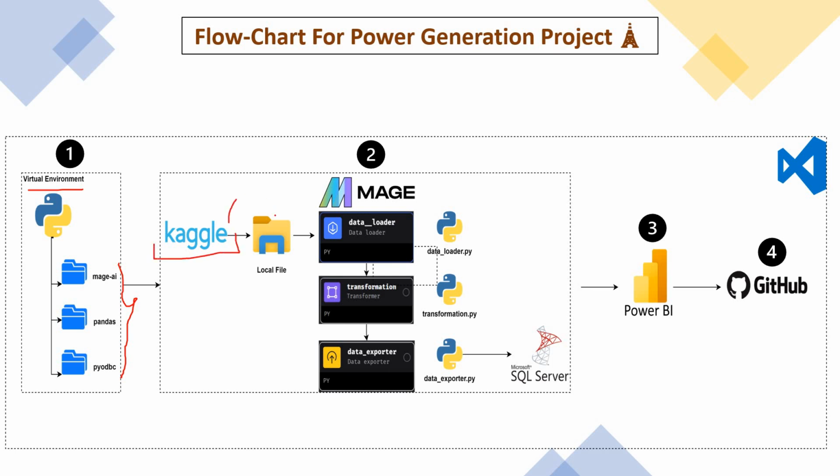Then we pushed that data into our local system, so that local system will act as a source of the data set. And then we used a tool called Mage. Mage AI is a tool that we are using here for the orchestration process. We have created all sorts of scripts: a data loader script, transformation script, and exporter script. And then we have pushed the entire data set to our SQL server. The SQL server is loaded internally, on-premise. So that's how far we have completed till now.